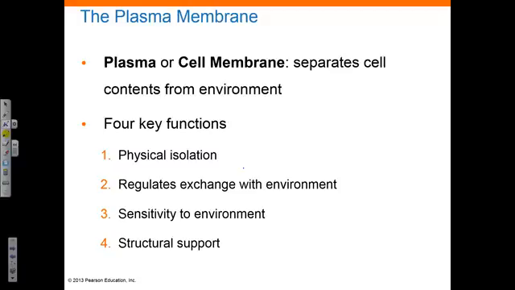The first component of the cell that will be examined is the plasma membrane, also known as the cell membrane. The cell membrane separates the cell from its environment and has 4 key functions. First, the cell membrane provides physical isolation of the cell's components from the extracellular fluid that the cell resides in. Second, the cell membrane regulates the exchange of ions, nutrients, and wastes between the cell and its environment.